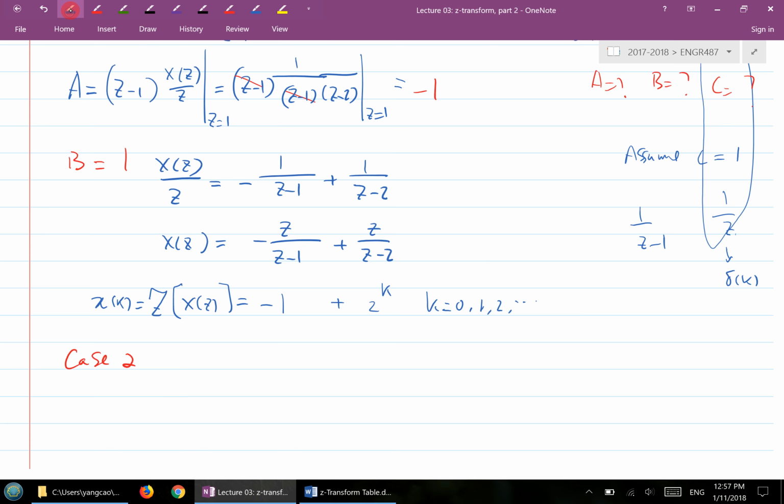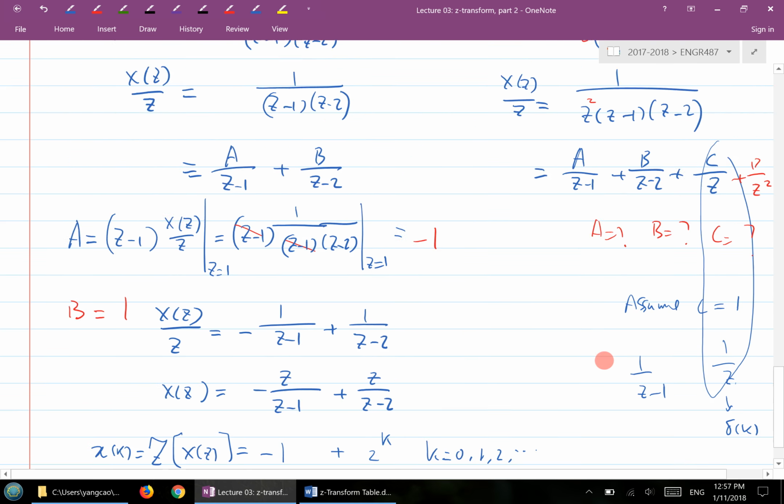Let's look at the second case, which is when the poles are real and repeated. And by the way, before I move on, we'll have to look at the values of a and b here. There's a name for these a and b. They are actually called residues, so they are also called residues here.